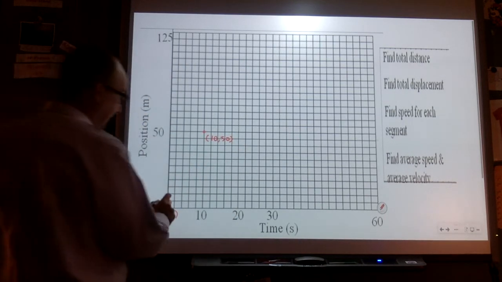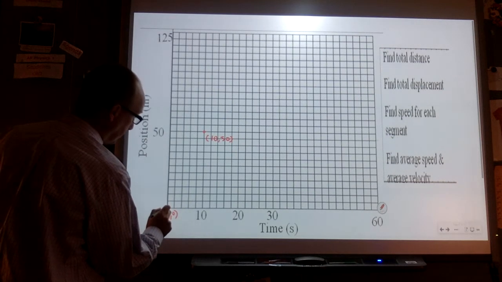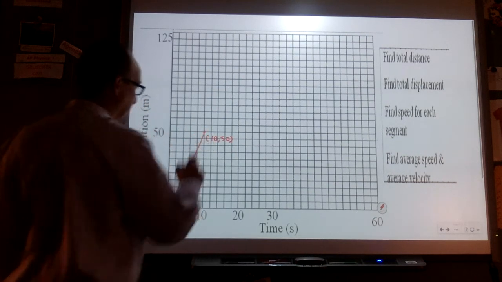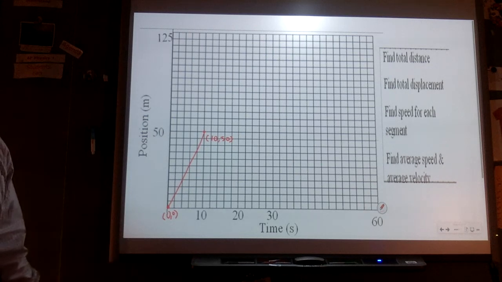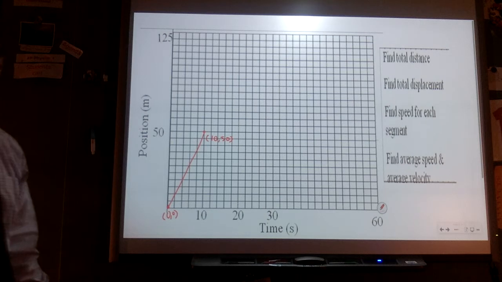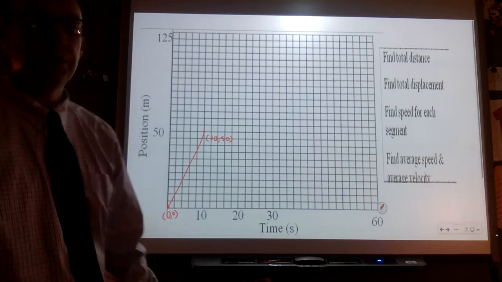And I'm going to connect this with a straight line because I'm saying he's going this speed for the whole time, the best I can. Now, what I'm saying is, from this graph, I can get what that speed is. And how would I do that? I'm going to find the slope.